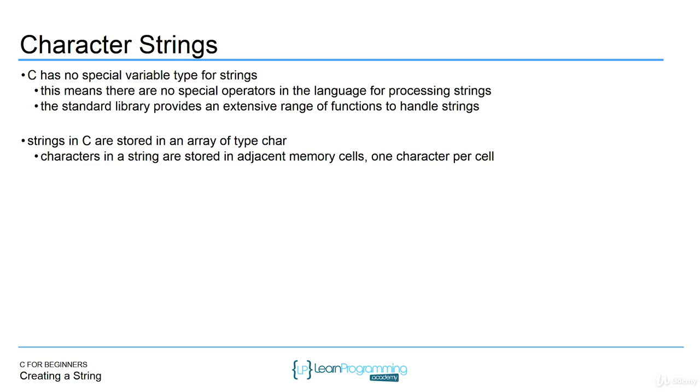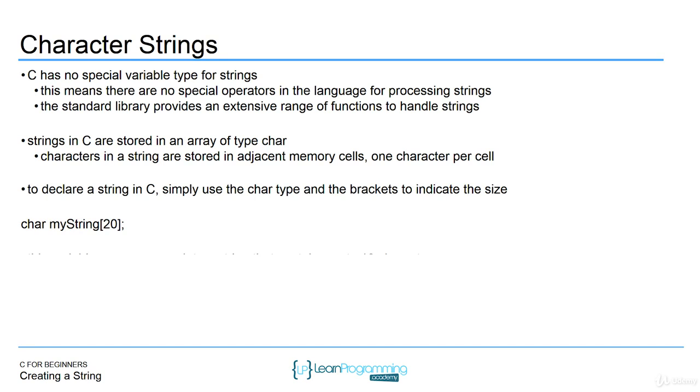Strings in C are stored in an array of type char. We know what an array is. We know what a char is. A type char is a single character. An array, you can just store multiple elements in the same name. So it makes sense that a string would be inside of a character array because a string is many, many characters. So the characters of a string are stored in adjacent memory cells, 1 character per cell. You can access it just like you access an array as well.